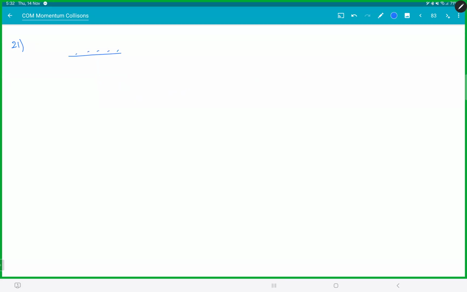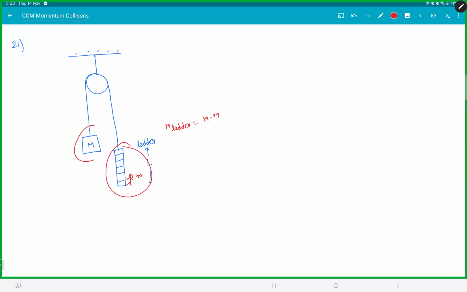Let's say we have a block of mass M. On the other side we have a ladder whose length is L. Here we have a person of mass m. The mass of the ladder will be M minus m. So the system is in equilibrium. This total mass is M, this mass is m.